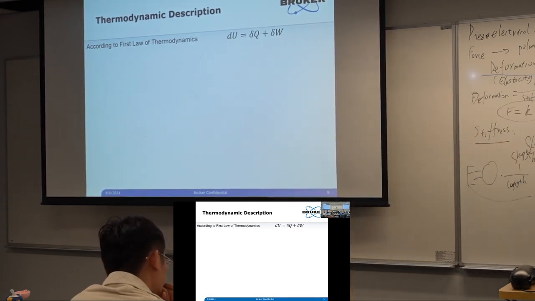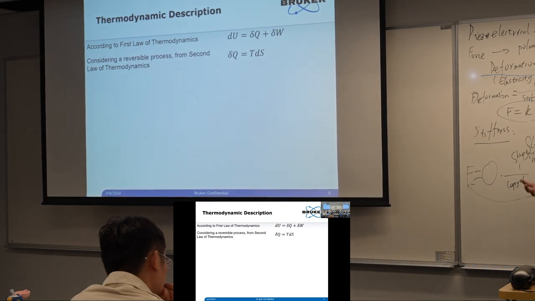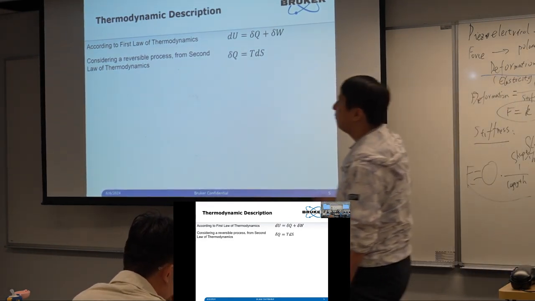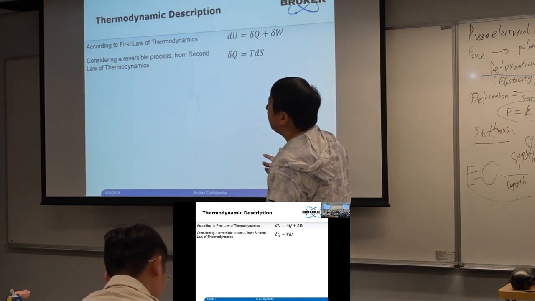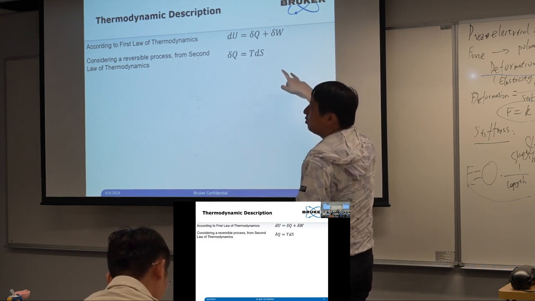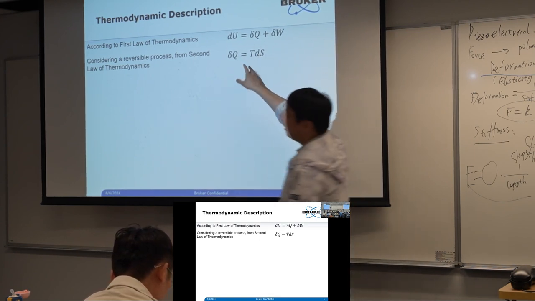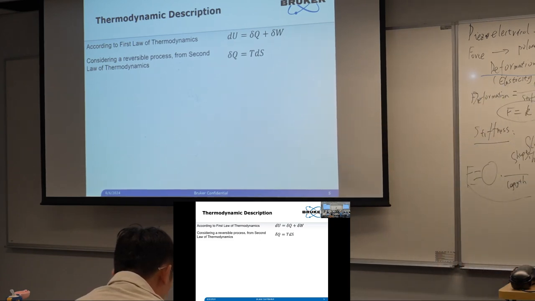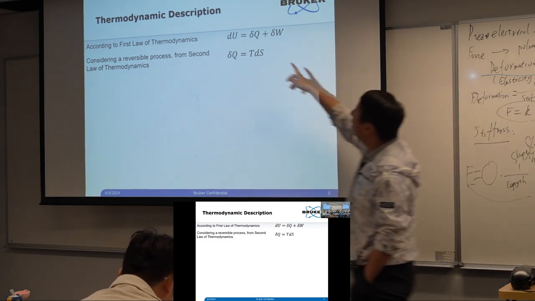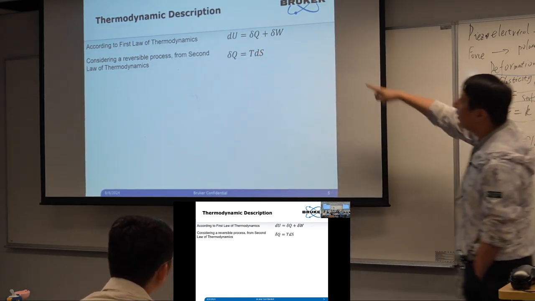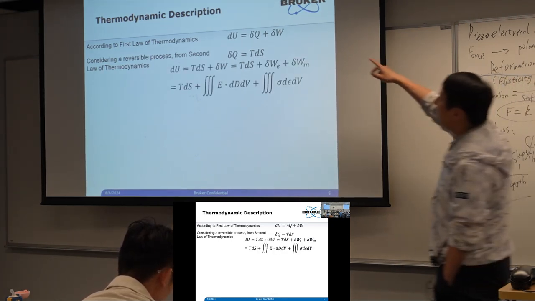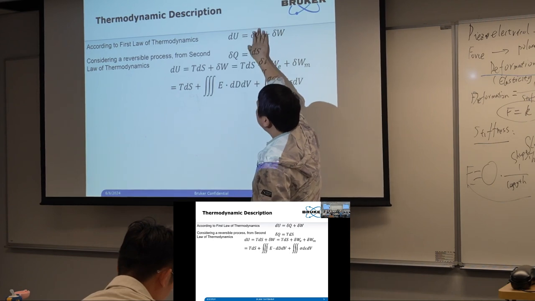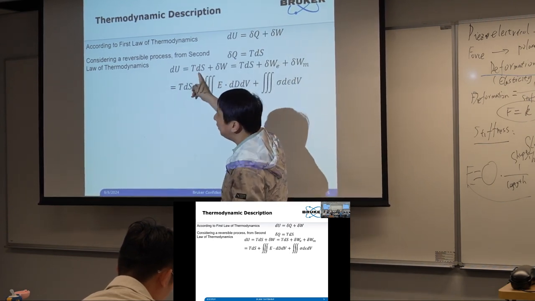So that's the first. And then the second law defines a function called the entropy. We use that entropy to describe the heat. And that's the second law. Okay, so the purpose here is I don't want to involve any heat here. So I put the entropy here. So the heat is gone. The heat is replaced by the entropy.